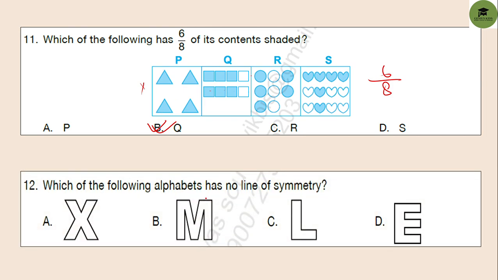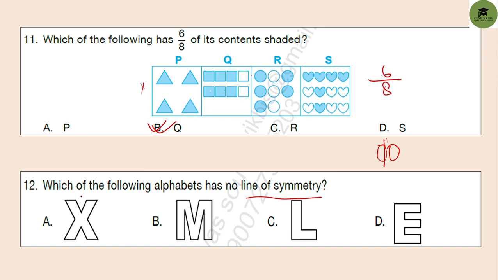Which one of the following alphabets has no line of symmetry? So what is the meaning of line of symmetry? Line of symmetry is something like this: when we draw a line of symmetry in any figure, both sides of the line, in the middle of the figure, are equal, both sides are the same.